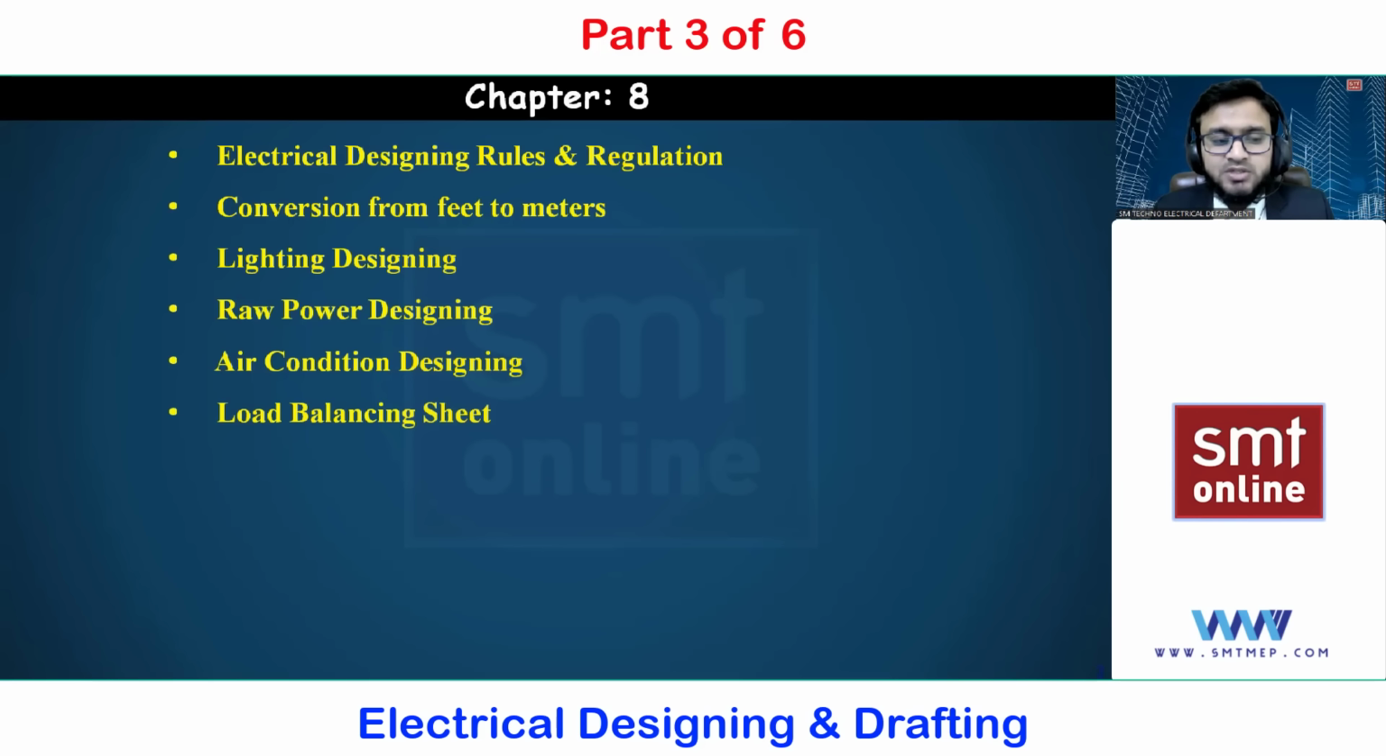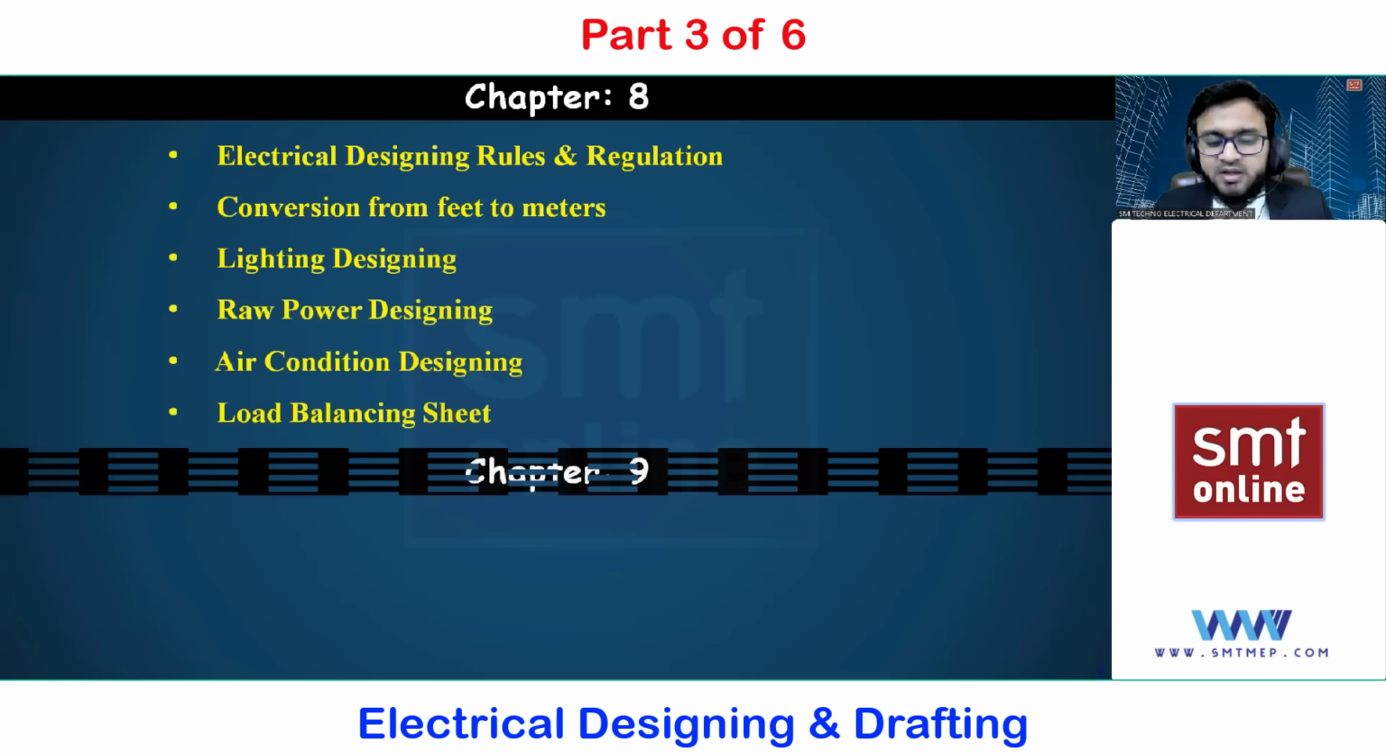After completion of all this designing, we are going to understand about the load balancing sheet, or the DB schedule. This is a very important concept, because in the load balancing sheet, we are going to understand whether we need a 3-phase supply or a single phase supply, how many circuits we are going to frame, what type of main circuit breaker we have to use, how we have to balance the load, and how we have to maintain a phase difference of less than 300 watts or less than 5% of the total connected load.